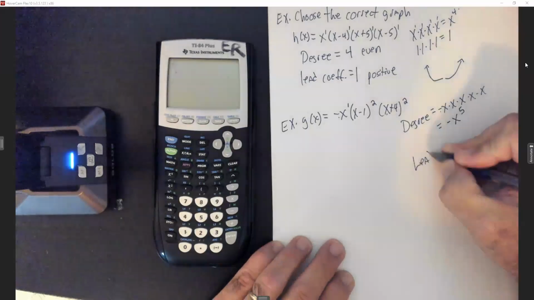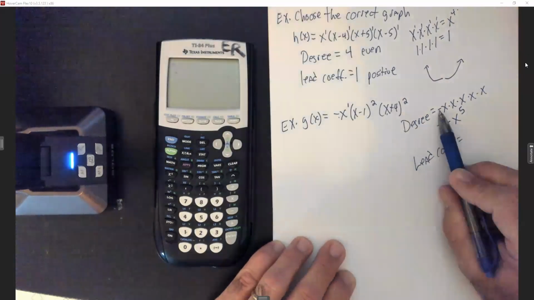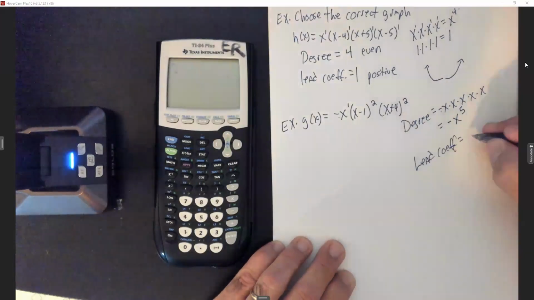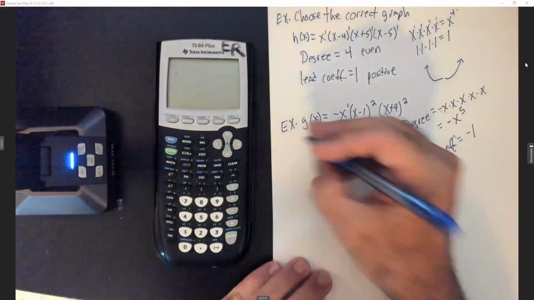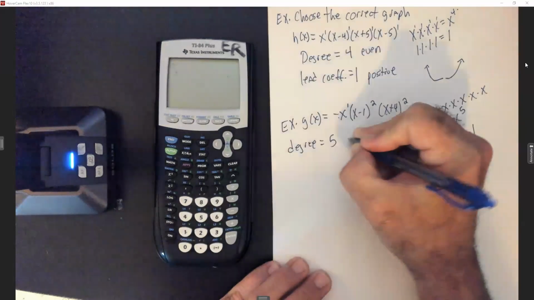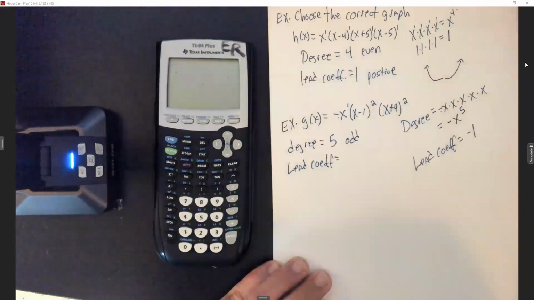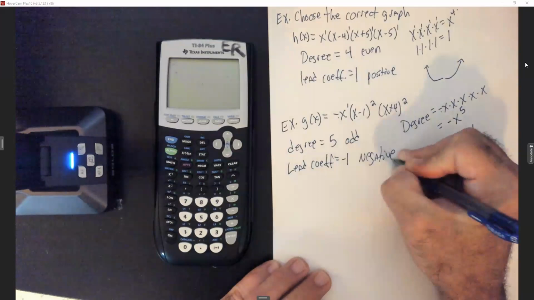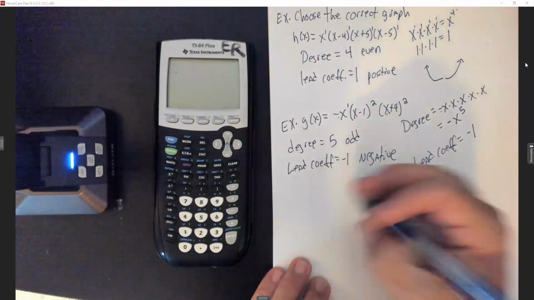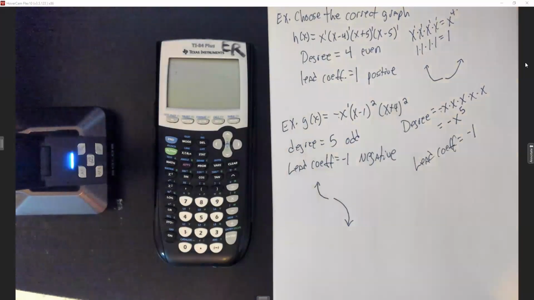Lead coefficient. Well, all these had 1s in front of them, except this one had a negative 1. And notice what that negative did. It made the final answer a negative 1. So I got an odd degree. Degree is 5, which is odd. Lead coefficient is negative 1, which is negative. So remember, when it was odd and negative, it should go downhill, left to right. And that's the main thing you look at, which picture has the overall shape of the graph that you're doing, okay?